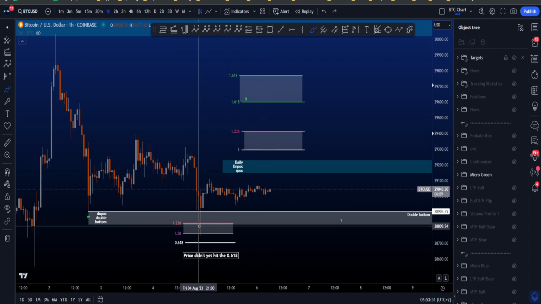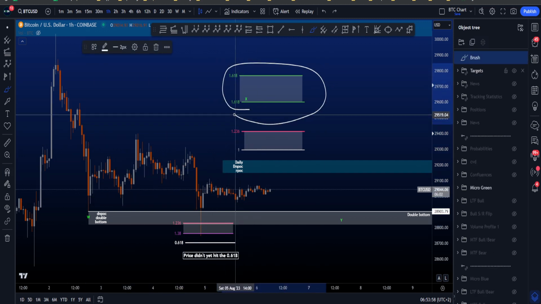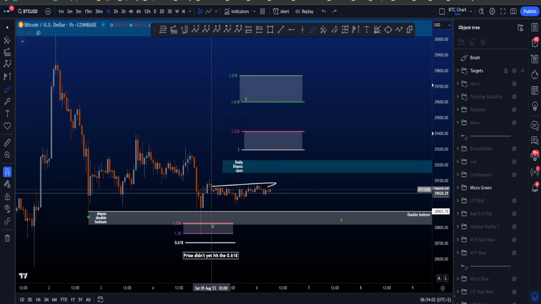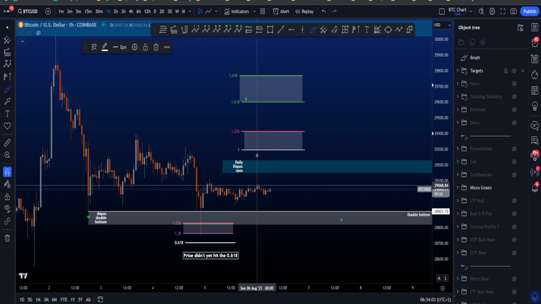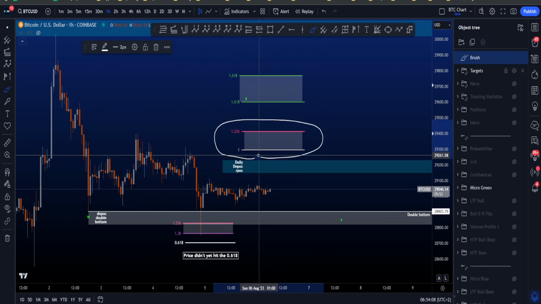the moment, because this is not really an impulsive structure in a wave C, and then a 3-3-5 wave move where the target would be the 1.618. This very long sideways range looks more like a three-wave structure, where the target for a WXY is in between the 1 and the 1.236.